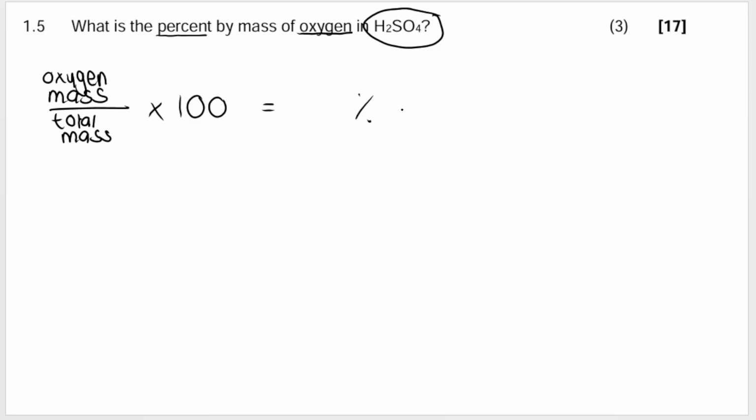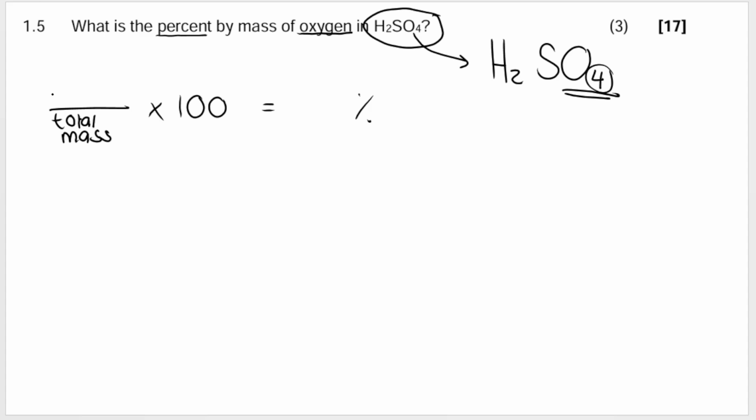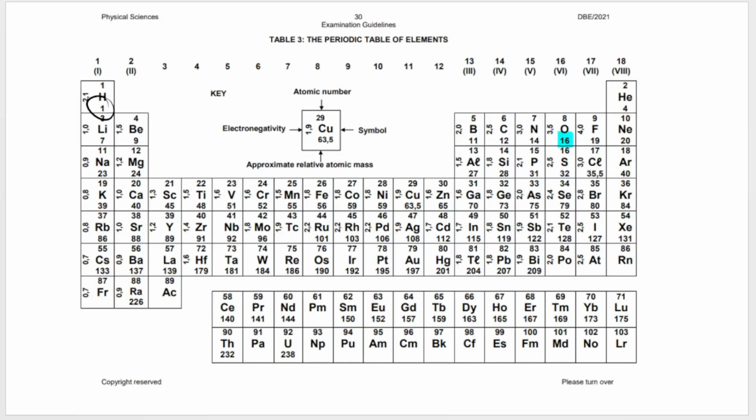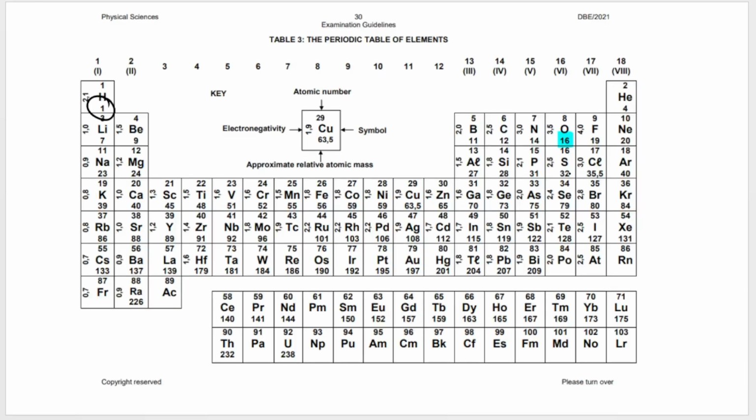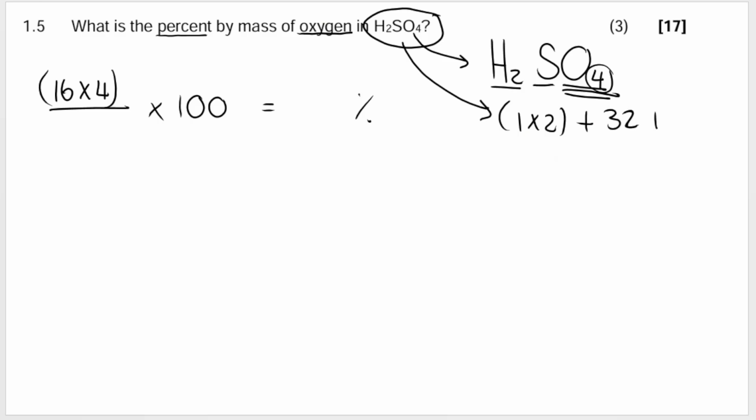However, in this compound, there's not just one oxygen. The compound is H2SO4. How many oxygens are there in this compound? There's 4 of them. So that means that in this compound, oxygen's mass is not just going to be 16. It's going to be 16 times 4, because in this compound, there's 4 oxygens. The total mass is going to be the molar mass of the whole compound, H2S and O4. So hydrogen's mass is 1, but there's 2 of them in this compound. Sulfur's mass is 32. There's only 1 of them in this compound. And oxygen, as we said, is 16, but there's 4 of them in this compound.